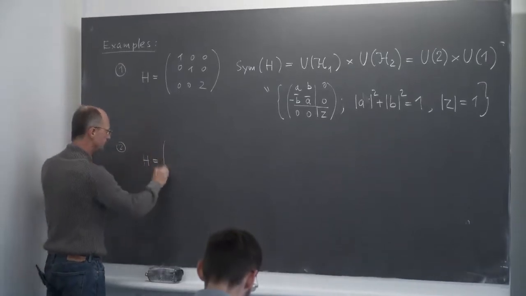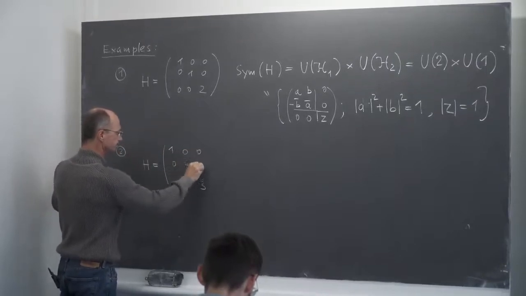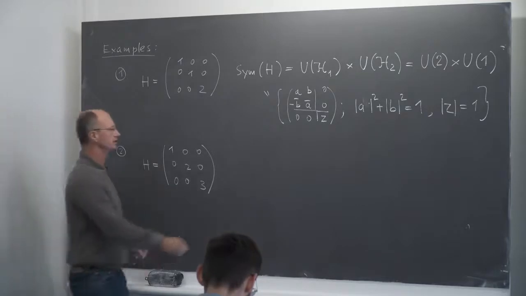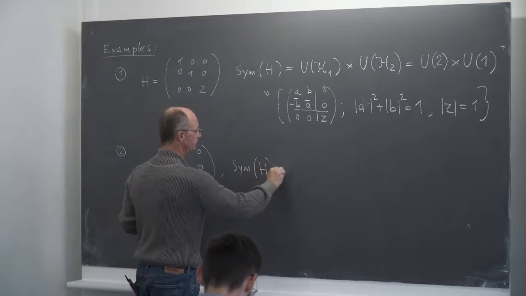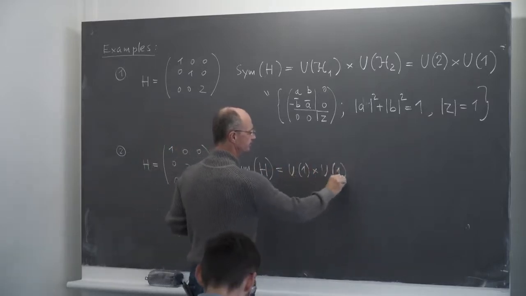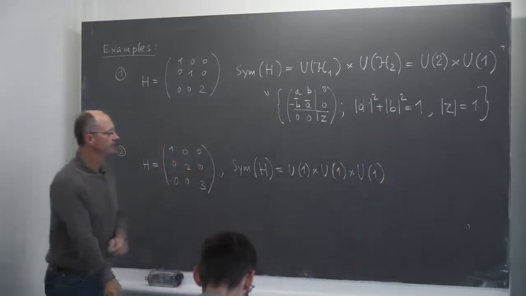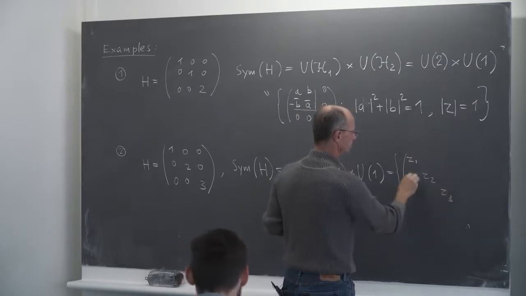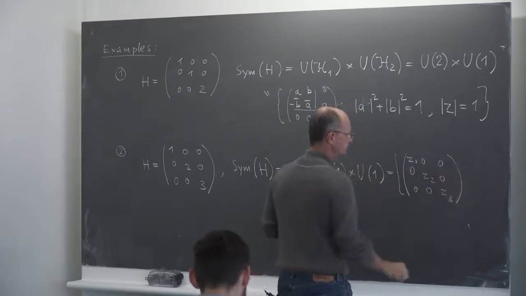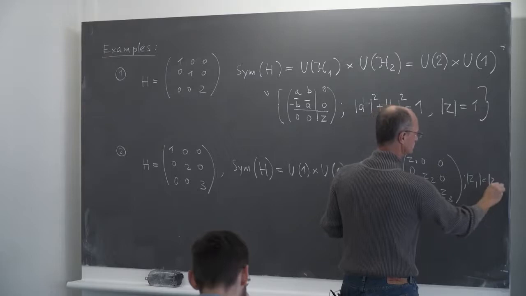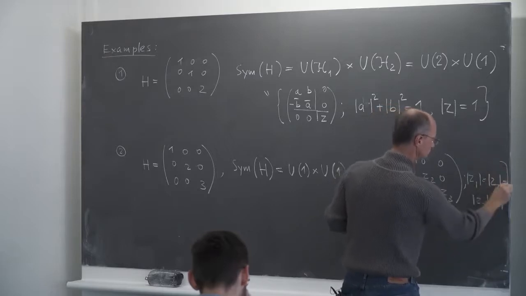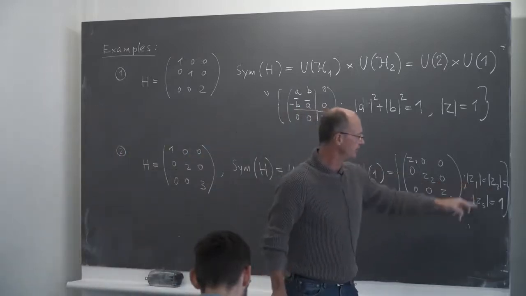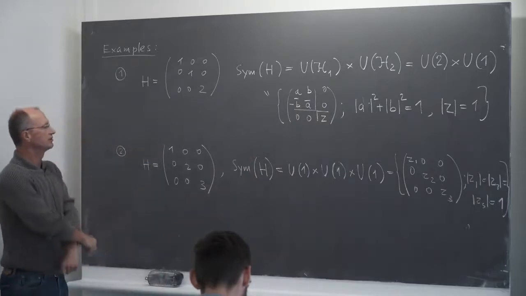And the second example would be like this. Let's say our Hamiltonian now has all the eigenvalues different, right? So now this symmetry group is U1 cross U1 cross U1, or one can put it this way. So these are diagonal matrices, and the absolute value of all the eigenvalues is equal to 1. So that's the symmetry of this Hamiltonian.